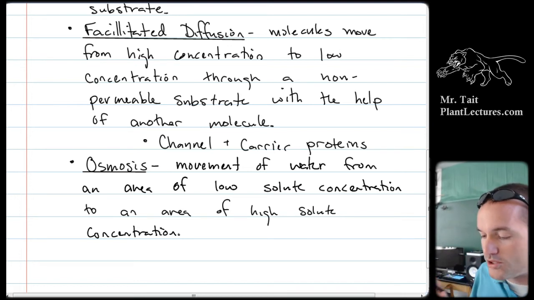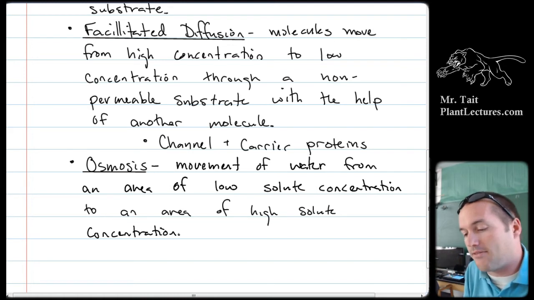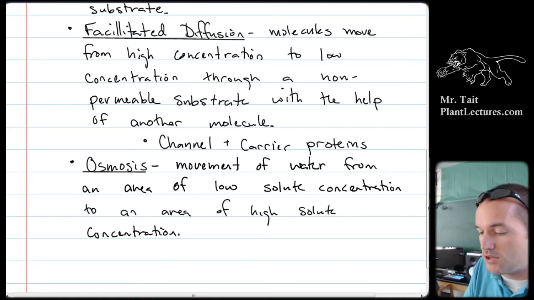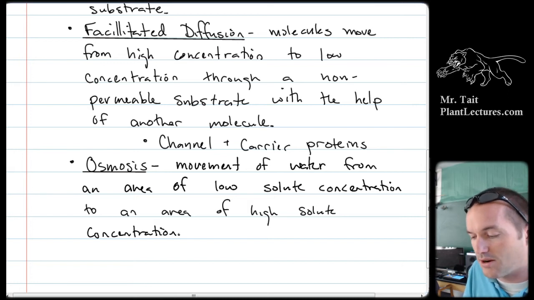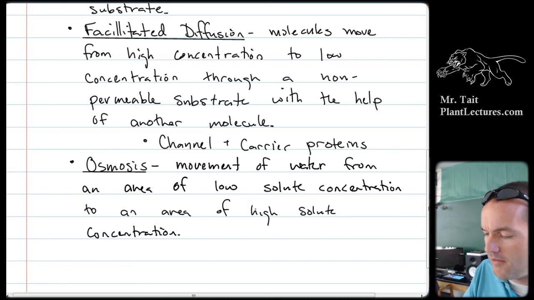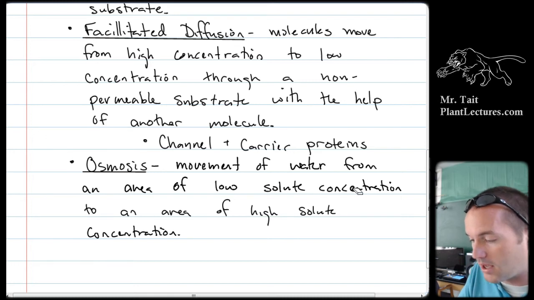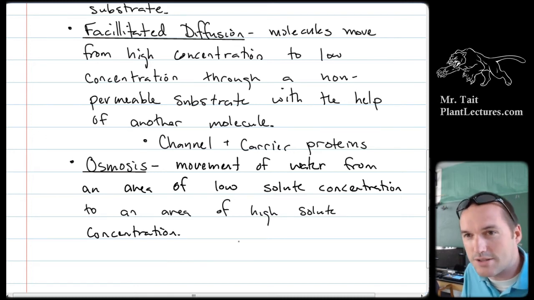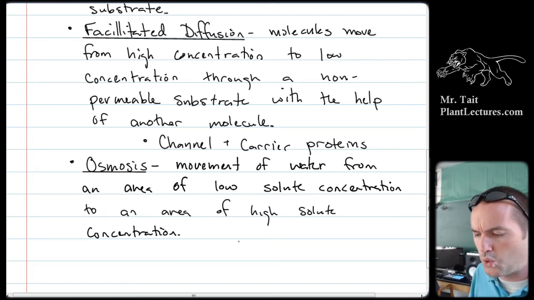This is different from everything else we've talked about. With the different types of diffusion, we always wrote moving from an area of high concentration to low concentration, but here we wrote that we were moving from an area of low solute concentration into an area of high solute concentration. So what? That seems backwards, right? It does.